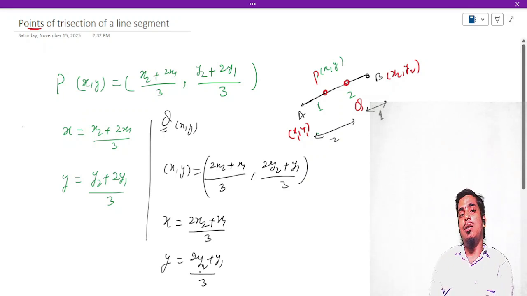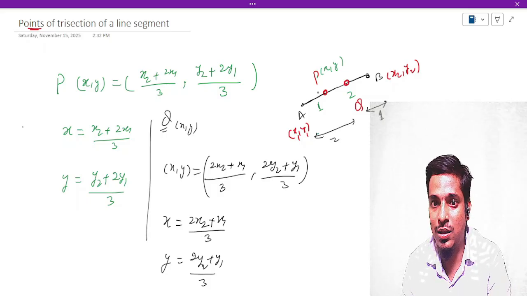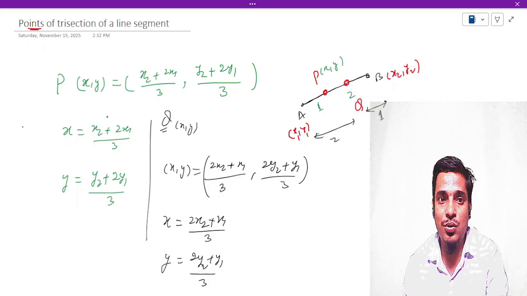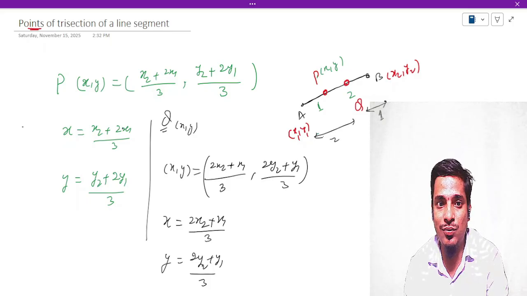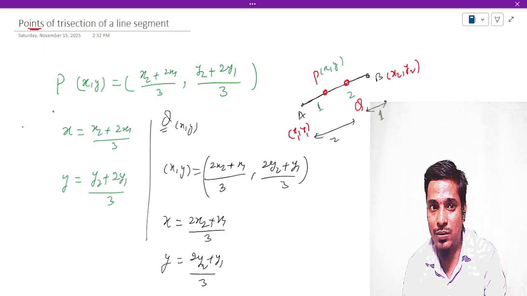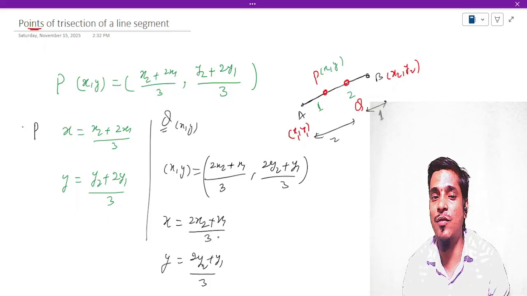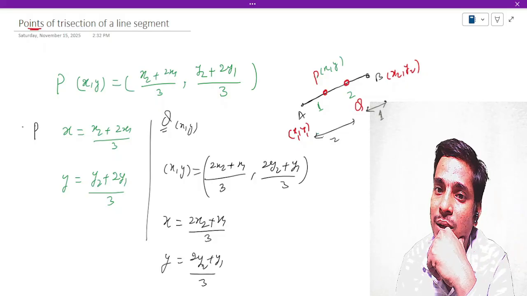So these are the way you can find the coordinates of these 2 points. Basically, what we need to do is one time we have to take twice of this component plus the other coordinate divided by 3. Right. And for the other point, this is for point P. For point Q, we just go the other way, meaning 2 times of x2 plus x1 by 3. This way we can find the two coordinates P and Q.